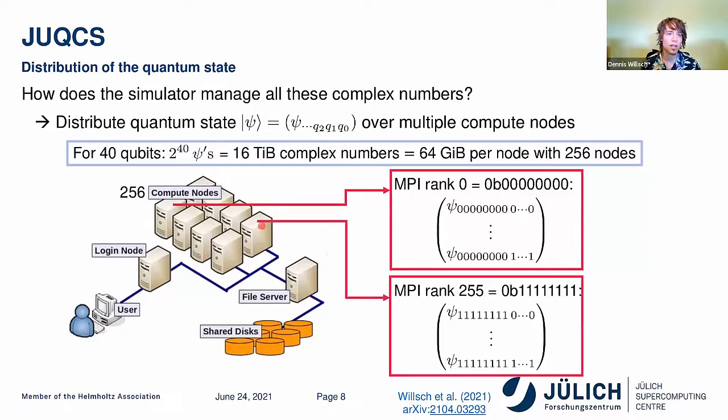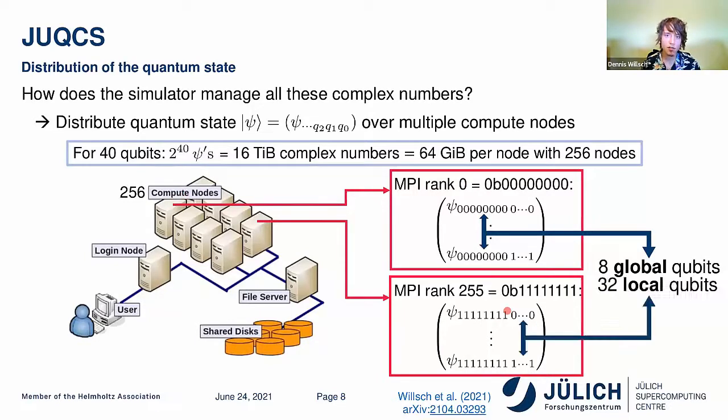Then on the last compute node, which would here be the compute node with identifier 255, we then have all these complex numbers which have a 1 in the leading indices. And conventionally, for this kind of simulations, we call the leftmost qubits global qubits because they encode the identifier, like the compute node in the supercomputer, where these numbers are stored on.